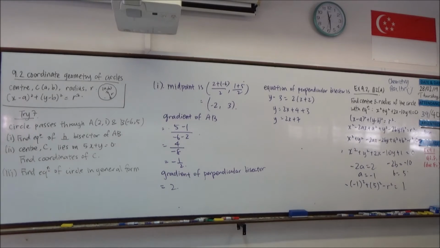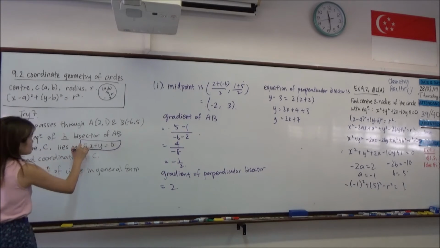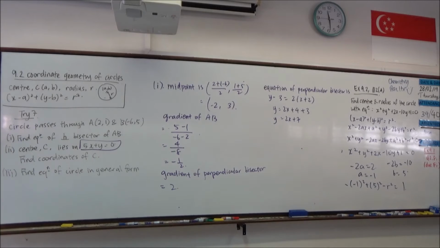We want to find out what is the center of the circle, given that the center lies on the line 5x plus y equals to 0. How do you think we can go about doing this? So far we only know the points on the circle, and these two points might not be on the same diameter itself. Then after that, we only have in part 1 the equation of the perpendicular bisector. How do you know that simultaneous equations will give you the center C?